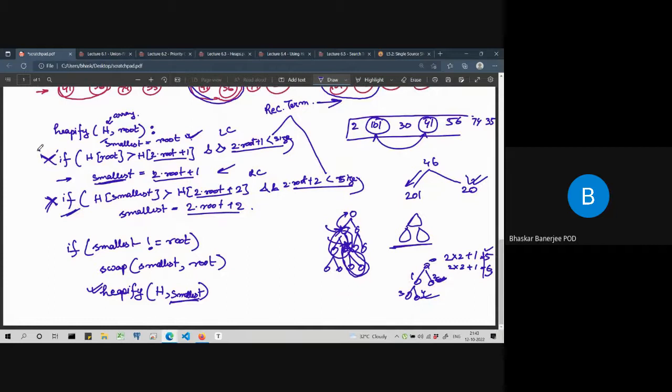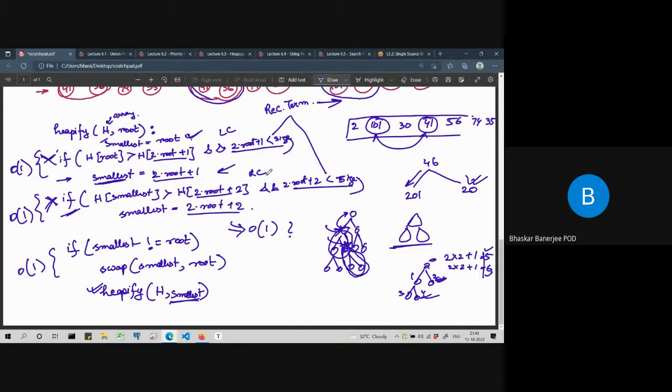How much time do these 2 lines take? A simple if comparison, right? You are not doing any loop or anything. Order 1. Same thing, order 1. So everything is an order 1 operation. So the whole function, heapify, is taking order 1 operation. So that means heapify is order 1? Recursion. Correct, recursion.